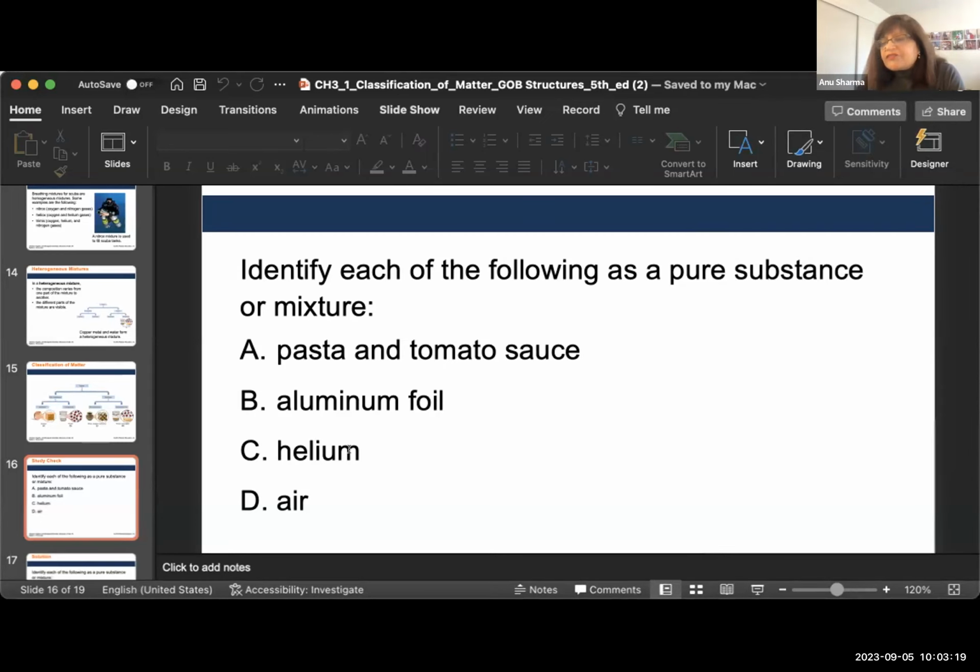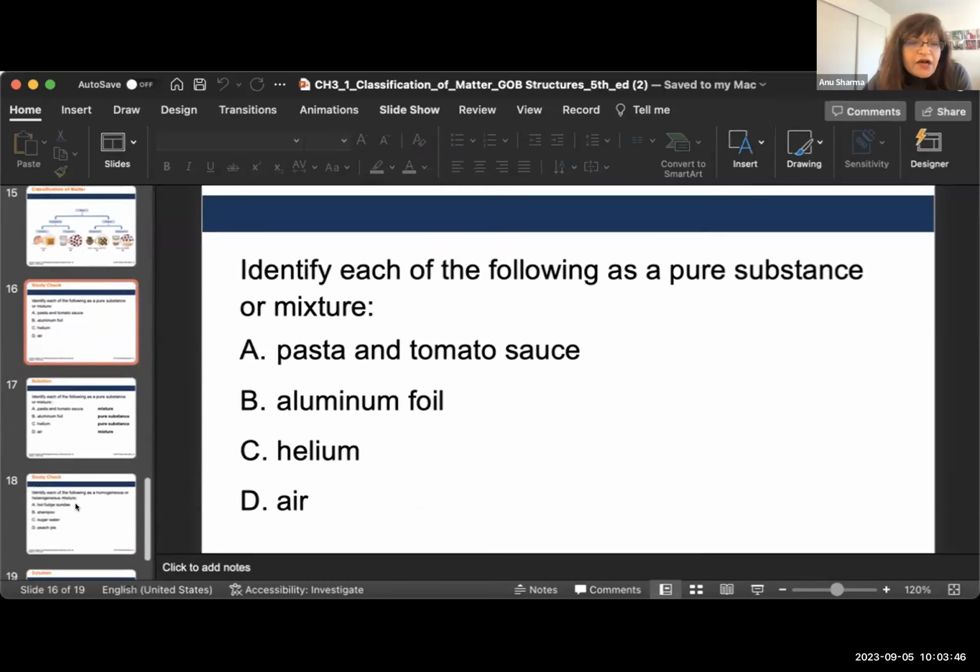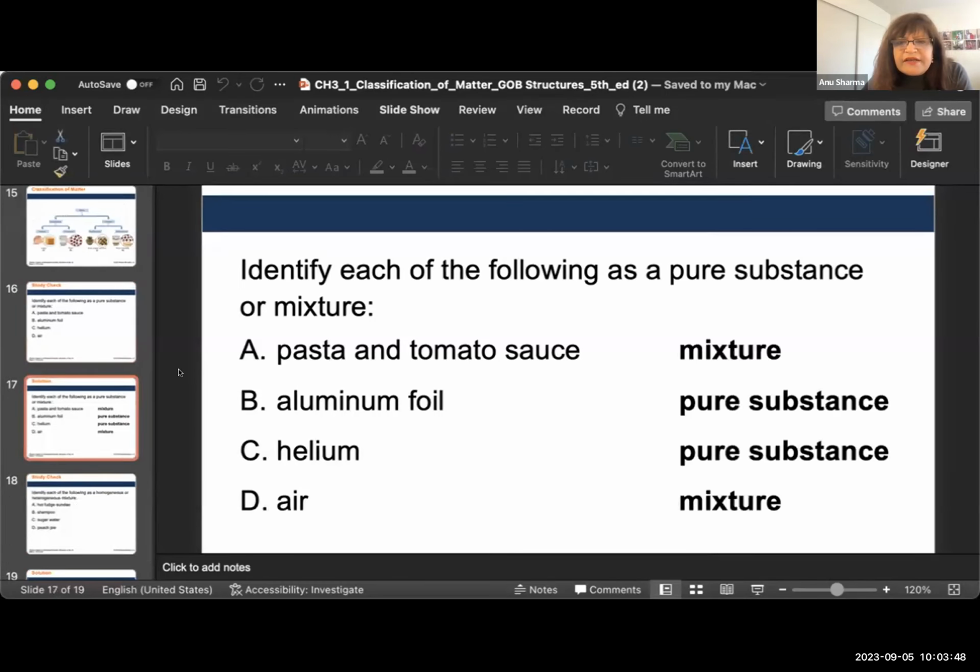Helium is a gas. Is it a mixture or a pure substance? Helium, pure substance, because helium is not mixed with anything else, and helium is just a gas by itself. Air, mixture or a pure substance? Air is a mixture of gases. Excellent, guys. Very good.